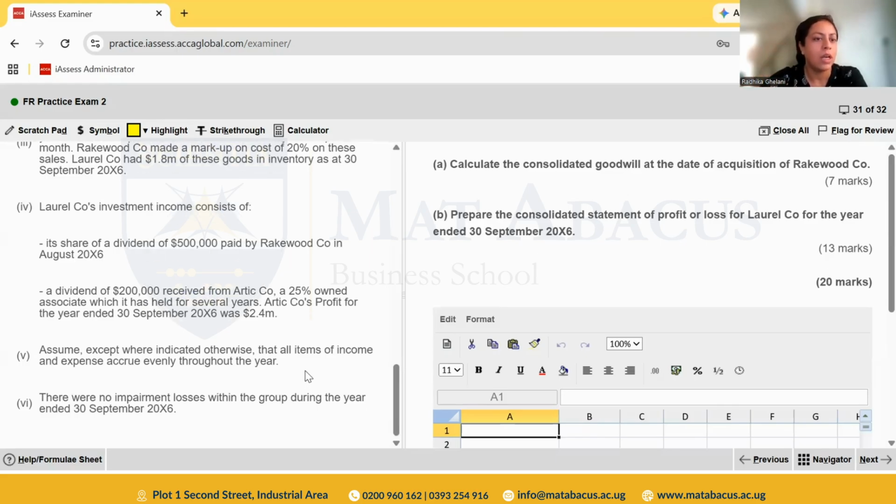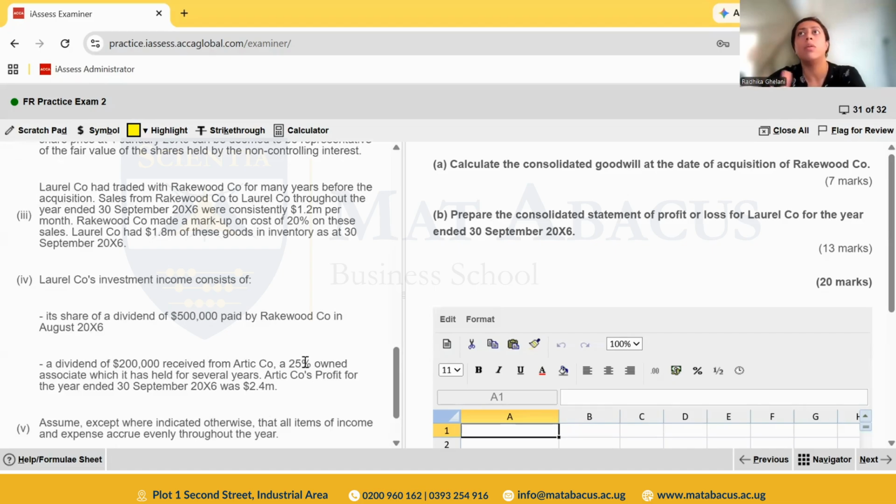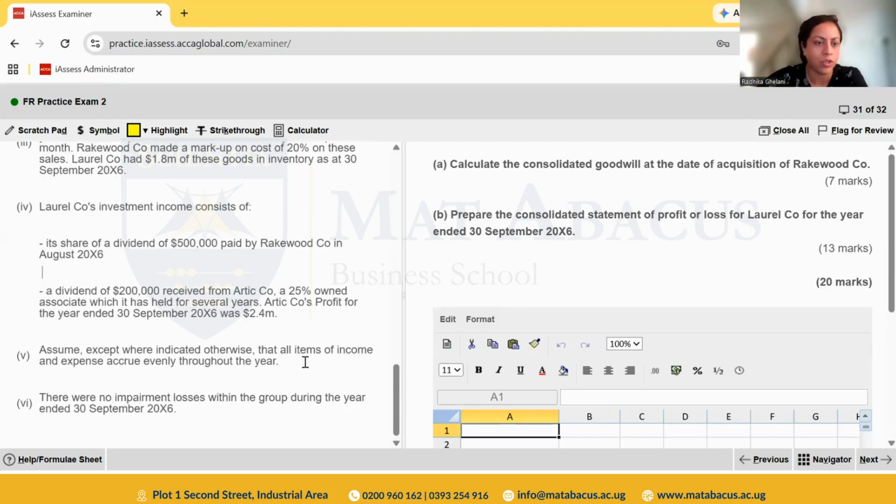Note number 4 says, assume, except where indicated otherwise, that all items of income and expense accrue evenly throughout the year. What does that mean? Remember, this is a mid-year acquisition, 9 out of 12 months. So they're saying that assume that everything is equal, you don't need to bother about whether the revenue is earned equally over the year. So whenever you're dividing all the items in the SOPL, you can simply multiply them by 9 out of 12, assuming they were equal for each of the months. Lastly, the last note says there were no impairment losses within the group during the year. So no impairment for goodwill.